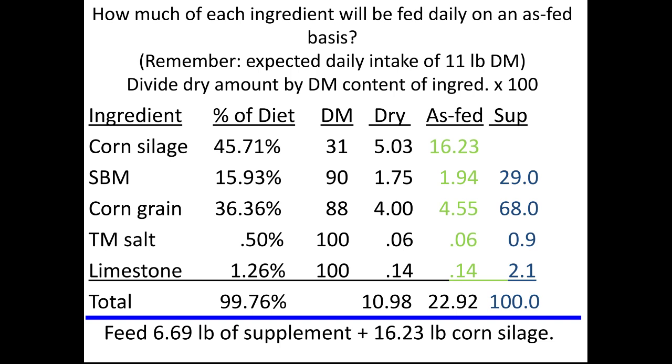So on an as-fed basis, we're going to feed 6.69 pounds of the supplement plus 16.23 pounds of the corn silage. Any questions?